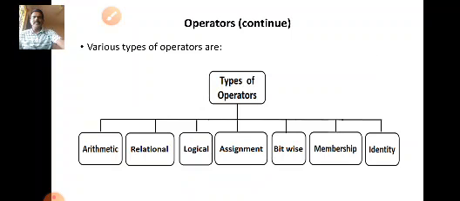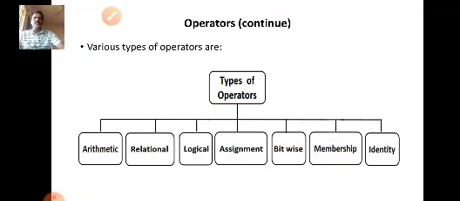Right. So here you observe the various types of operators in Python: arithmetic operator, relational operator, logical operator, assignment operator, bitwise operator. In Python, two other operators are membership operators and identity operators. Okay, these are the different types of operators available in Python programming.